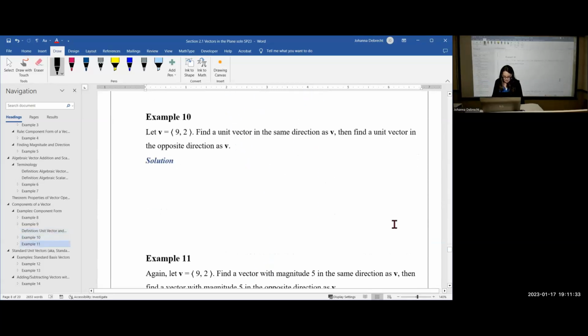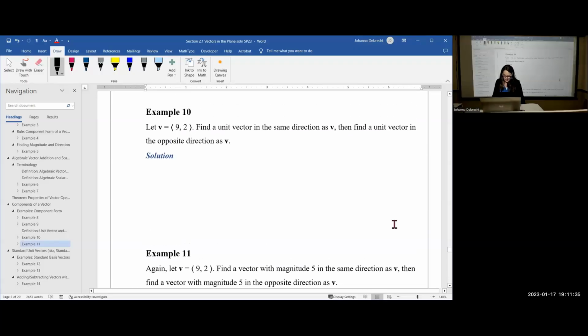So let's take a look at example 10. We want to find a unit vector in the same direction as v, then we want to find a unit vector in the opposite direction as v. So to find a unit vector in the direction of v, we'll call this u in direction of v.